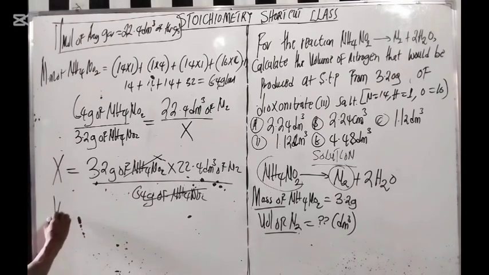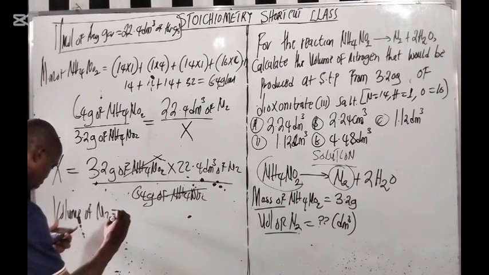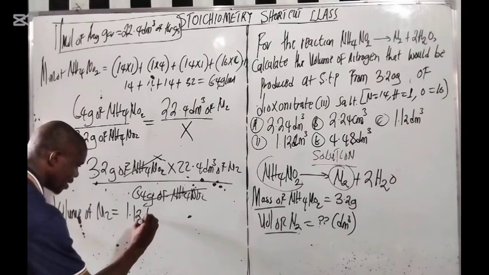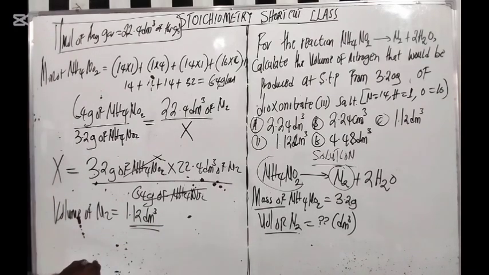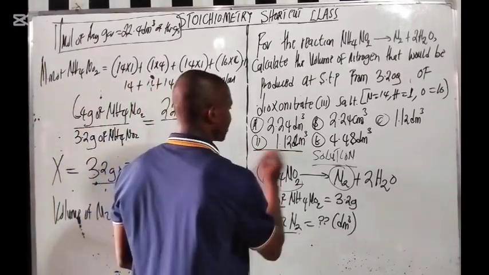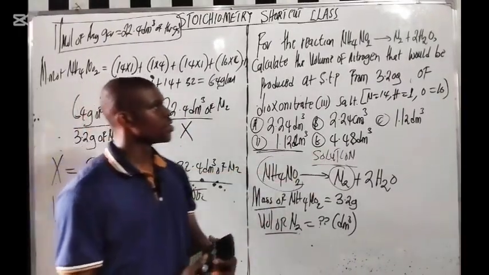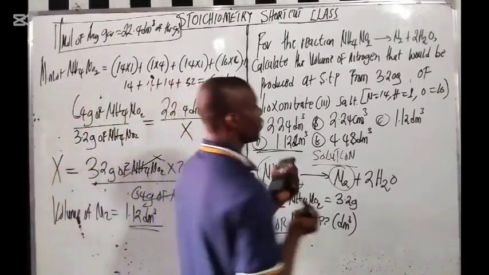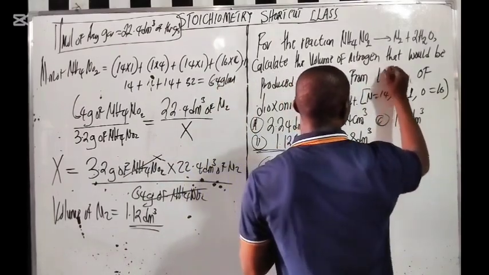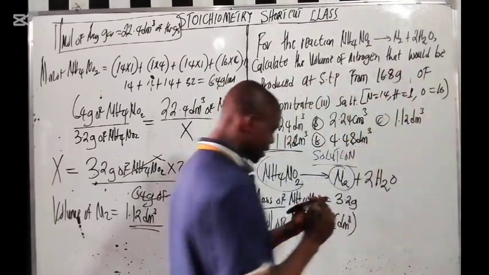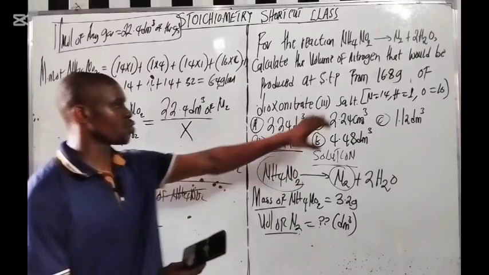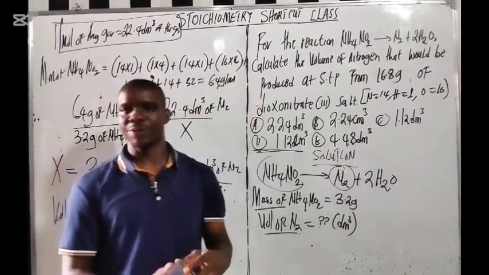So the volume of N2 produced is equal to 1.12 dm³. Right there. So the answer is D. You can see how easy it is, right? Now let me change the value. Let us say here we have 16.8 grams. What will be the answer? Go ahead and solve this one and leave it in the comment section.